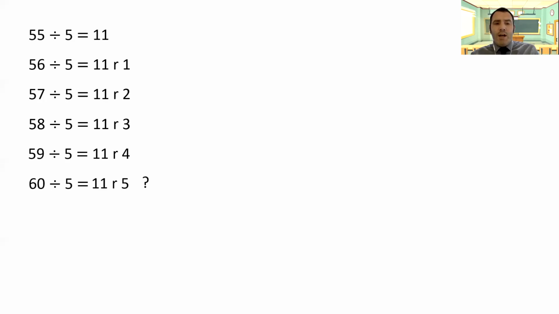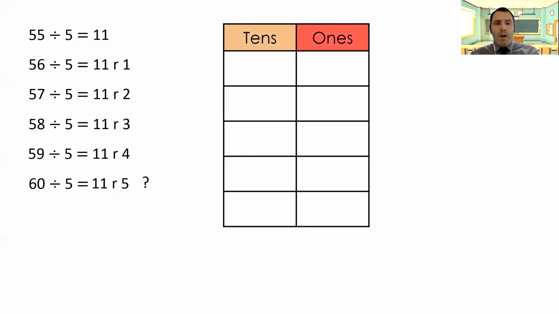My divisor is the same as my remainder. So if you look at the other ones, so 59, 58, 57 and 56, the remainder is smaller than the divisor. Now, my remainder is the same as the divisor, so I've got an extra lot of 5 to add on. So let's work it through.